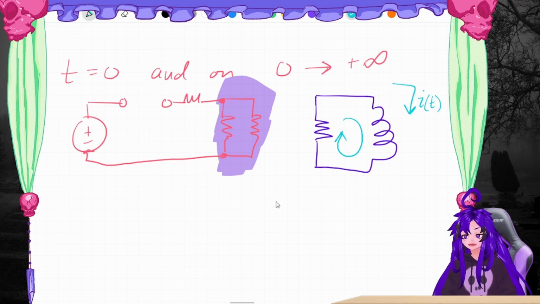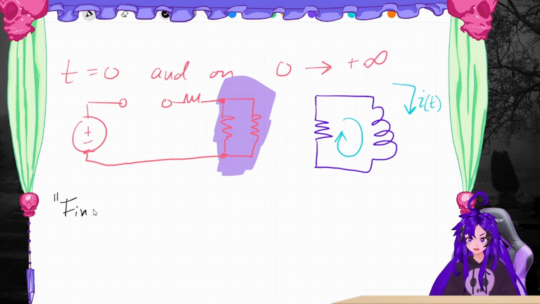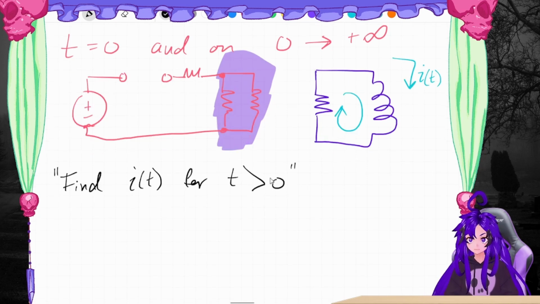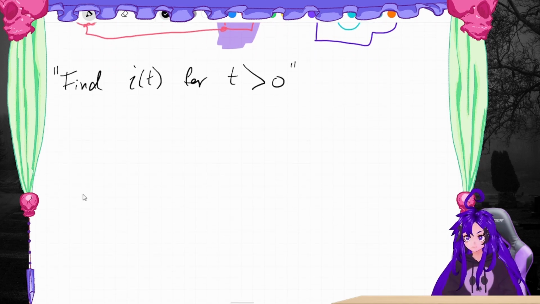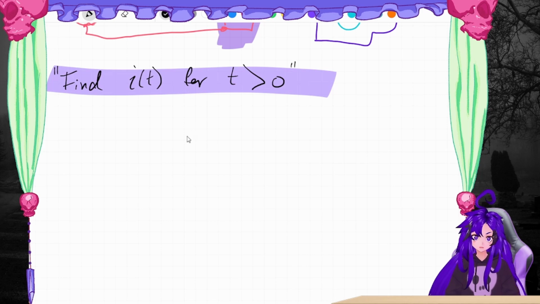We can find current. And that's what the problem statement of this theoretical question would be: find I of t for time greater than 0. So how do we do that? Because, you know, we have to have a solution manual, right? Because if we don't have the answer to it, then when students come asking for it, we're not going to be able to tell them, oh yeah, this is the thing. So let's go ahead and do that.